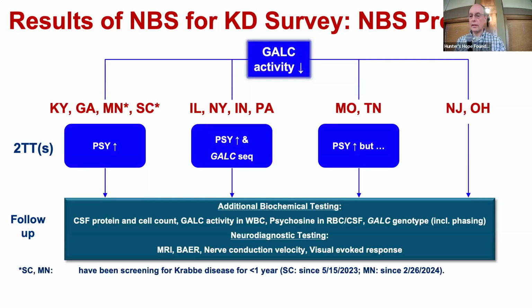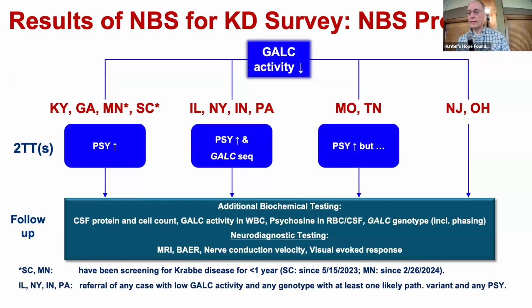And then there are states like Illinois, New York, Indiana, and Pennsylvania that still use sequencing in parallel to psychosine. And then even when psychosine is normal, report low GALC activity when there is at least one likely pathogenic variant present. And Missouri and Tennessee use psychosine, but also have or had a fail-safe cutoff for GALC. So if GALC is very, very low, they report it without waiting for the psychosine to come back. And New Jersey and Ohio at this point don't have a second-tier test at all.